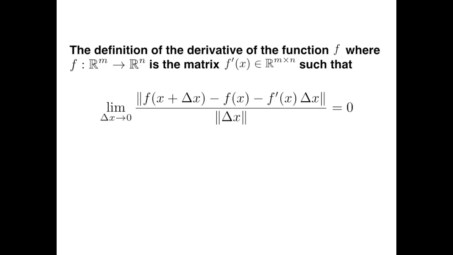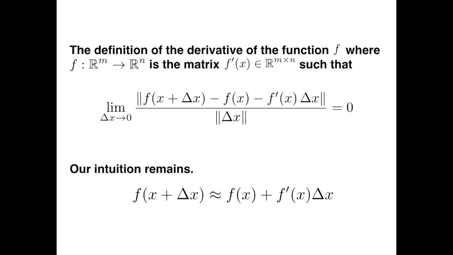The definition of the derivative of the function f, where f maps Rm to Rn, is the matrix f prime of x of size m by n such that the limit as delta x goes to 0 of the norm of f of x plus delta x minus f of x minus f prime of x delta x divided by the norm of delta x is equal to 0. And with this definition, our intuition remains. F of x plus delta x is approximately equal to f of x plus f prime of x delta x. Again, remember, in this situation, f prime of x, the derivative of f at x, is a matrix.